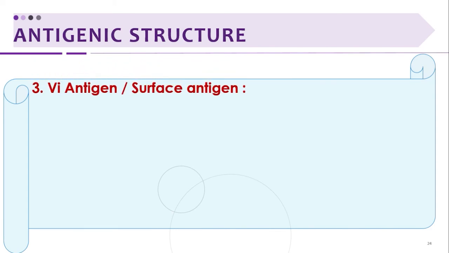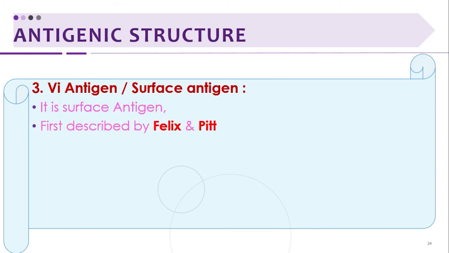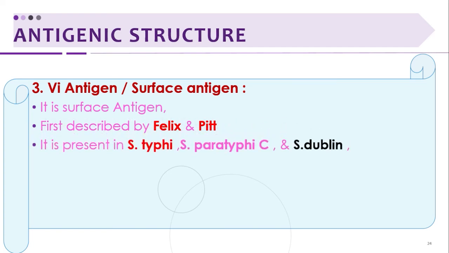Then coming to the third type of antigen, which we refer to as the VI antigen, also referred to as the surface antigen. As mentioned, it is present on the surface of the bacterial cell, and it was first described by Felix and Pitt. This antigen is present particularly in Salmonella typhi, S. paratyphi and S. dublin. These species carry this type of surface antigen.